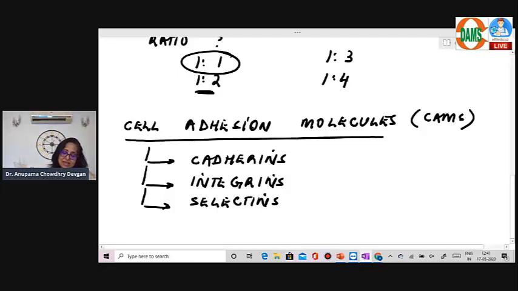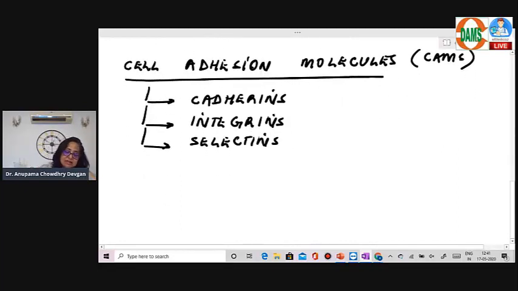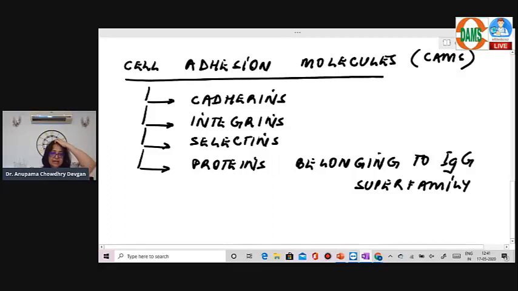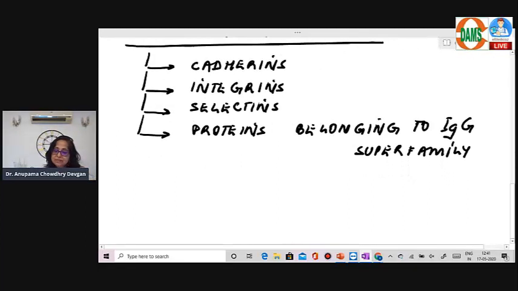So cell adhesion molecules, these are CAMs, which are cadherins, integrins, selectins, and proteins belonging to the IgG superfamily of proteins. So cadherins, integrins, selectins, and proteins belonging to the IgG superfamily. These are your cell adhesion molecules.